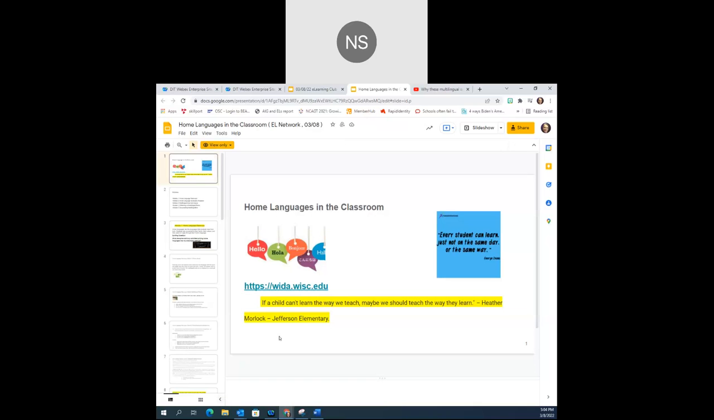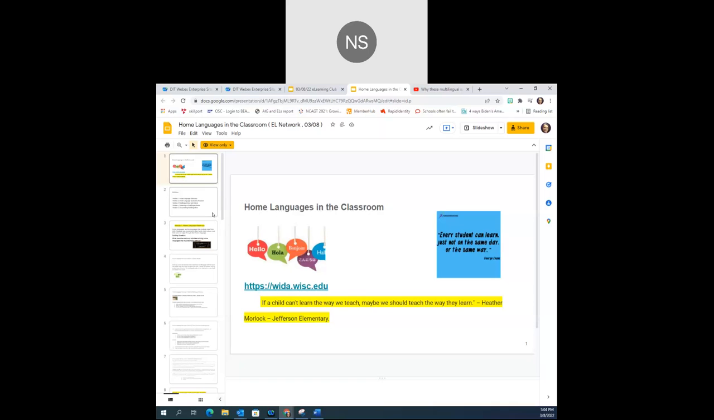And I like this quote, it is my favorite. If a child can't learn the way we teach, maybe we should teach the way he learns. So we have to keep changing our strategies according to the student, what his comprehension skills are, how much English he knows, and many other factors. We have to really change our teaching methodology.